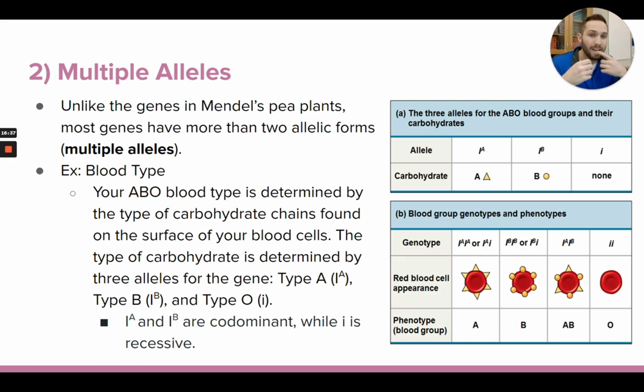Same thing with B. You could have two B alleles, or you could be heterozygous and have a B allele and an O allele, but B is dominant, so you would have type B blood. To have AB blood, you would have to have the A and the B allele, which are co-dominant with each other. And to have type O blood, you would have to have two O alleles. If you have two O alleles, that's what leads to being type O, which is recessive.